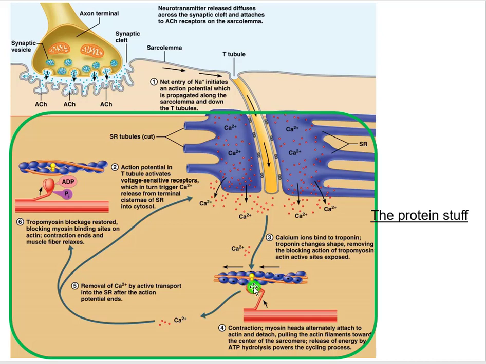So you're not going to see filaments slide along one another unless these binding sites are revealed, which depends on the presence of calcium, which depends on the arrival of an action potential, which depends on the propagation of an action potential, which depends on the generation of an action potential, which depends on receiving acetylcholine, which depends on a nerve signal.